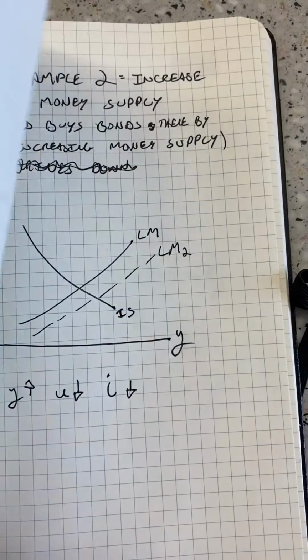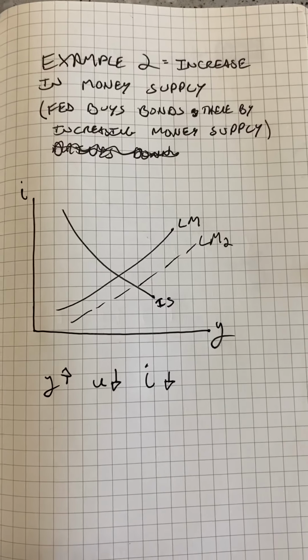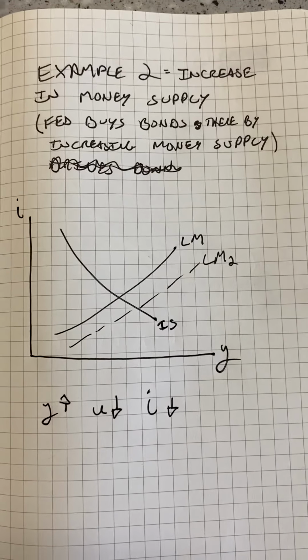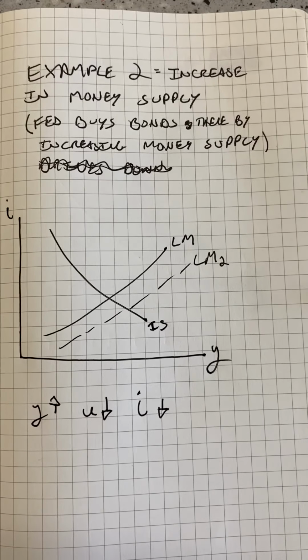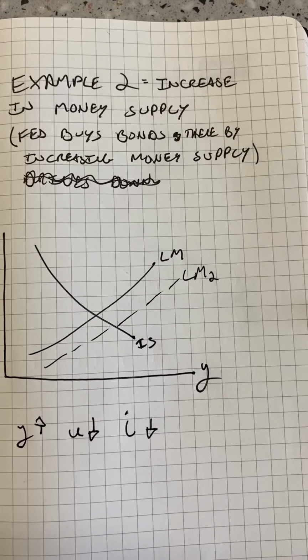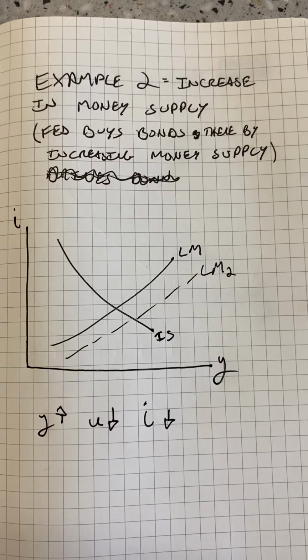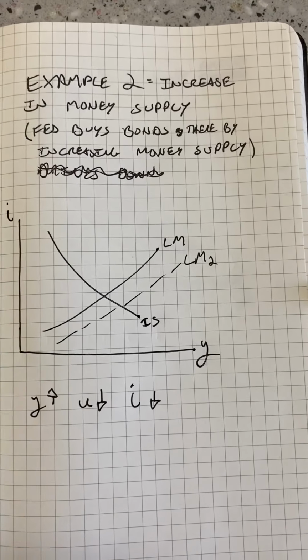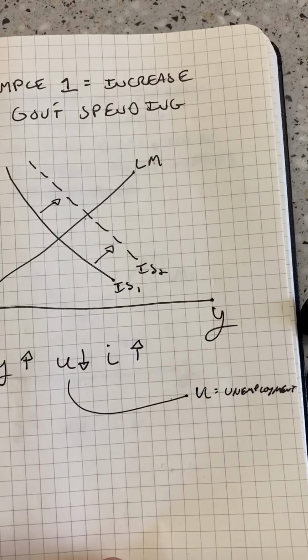Now the Fed can counteract those interest rate increases by buying bonds, the bonds that they just issued in example 1, to support that spending, thereby pushing the liquidity money market to the right, again raising GDP, again lowering unemployment, and then counteracting that increase in interest rates that we see in example 1.